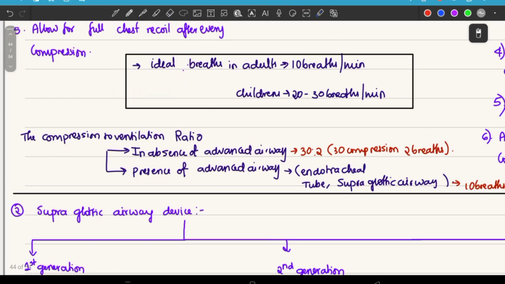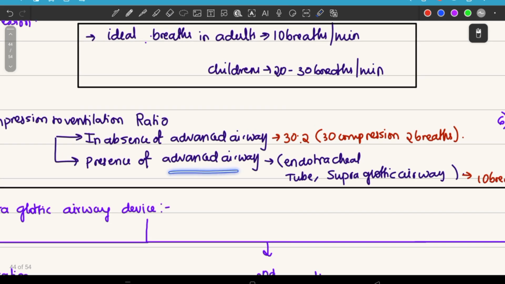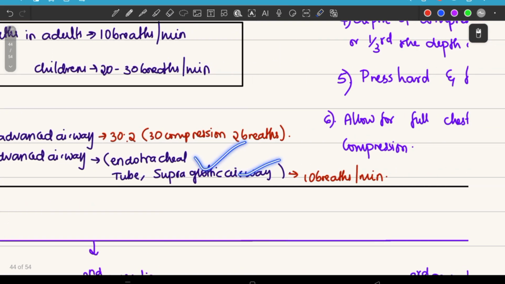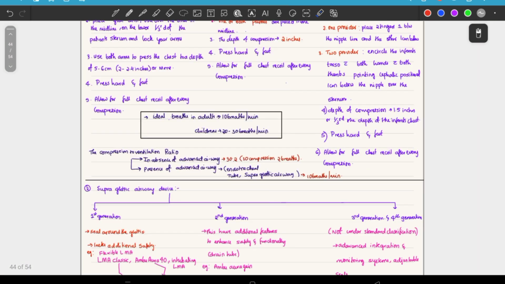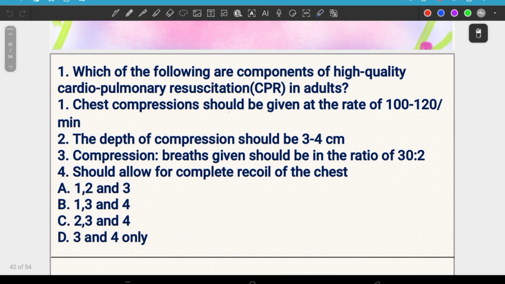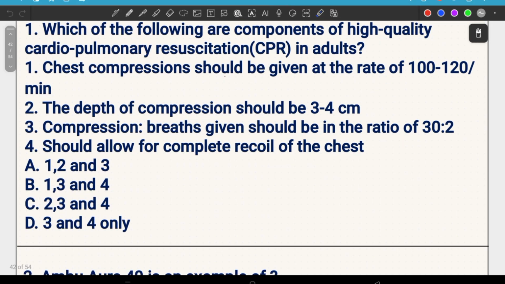Compression to ventilation ratio. In the absence of an advanced airway, 30 to 2 compression. Okay, if an advanced airway is present, that is endotracheal tube, supraglottic airway, then you can give 10 breaths per minute. Okay, this was asked in our previous question. Okay, here they have asked which of the following are good. Okay, that means the second one is wrong, so the answer is B.